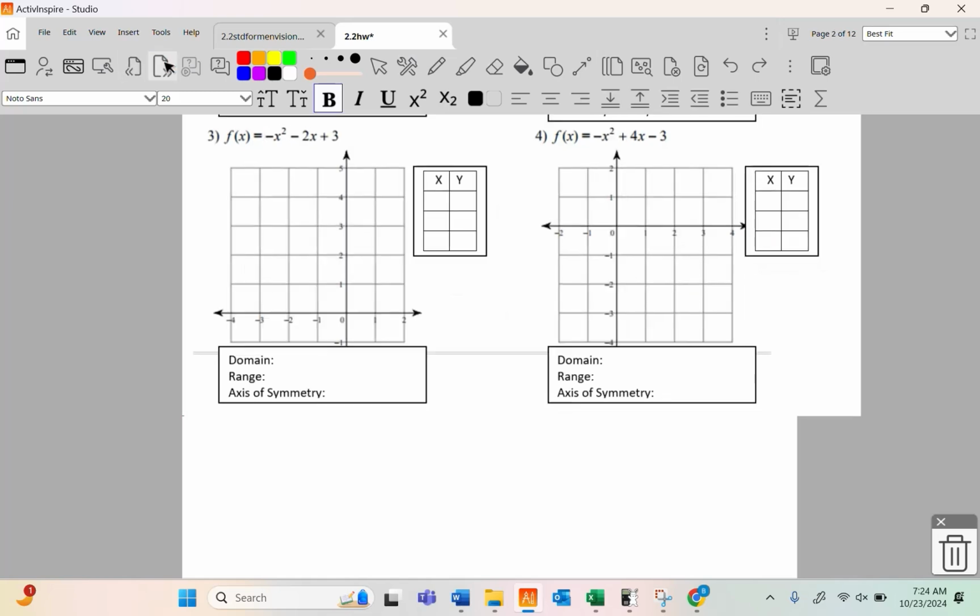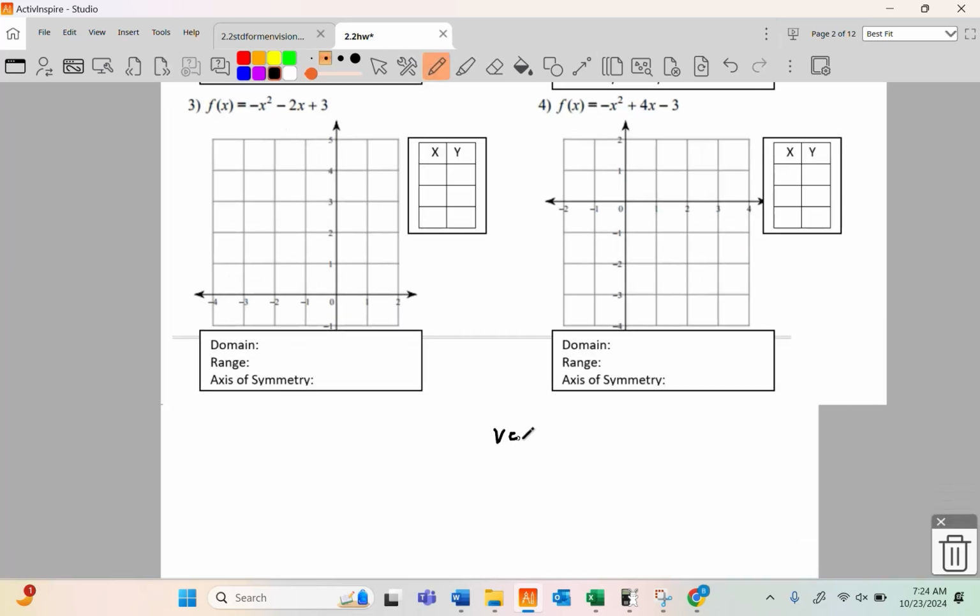I guess I'll do 4. You're supposed to find the vertex, the y-intercept, and so on. So your vertex, the x-coordinate is at opposite b over 2a. So opposite of a +4 is a -4 over twice a -1. And that's going to be -4 over -2, which is 2. So x is 2. To find the y-coordinate, we plug that in.